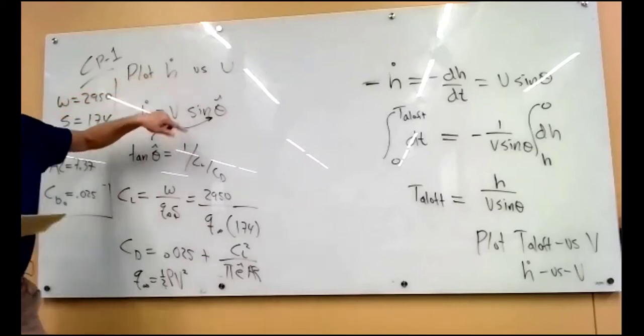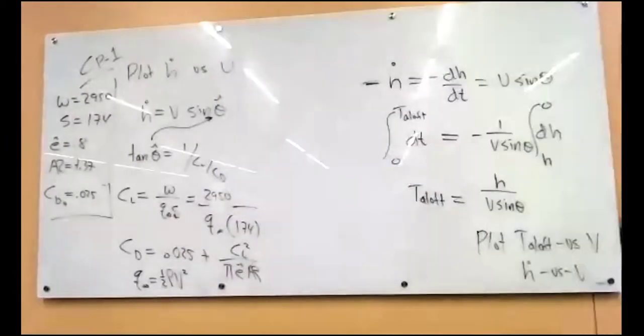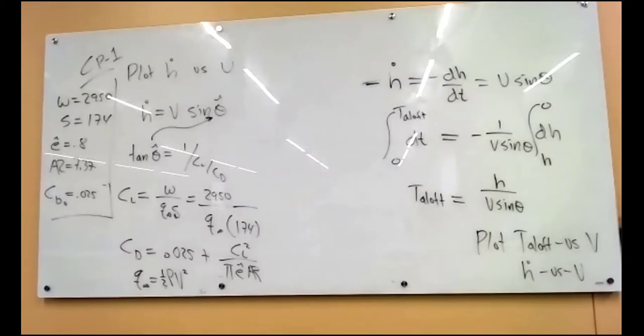So let's walk through that. And that's exactly how you would do it if you were hand calculating this, right? If I said, in fact, we're going to do this for 60 feet per second, plot H dot. Yeah.